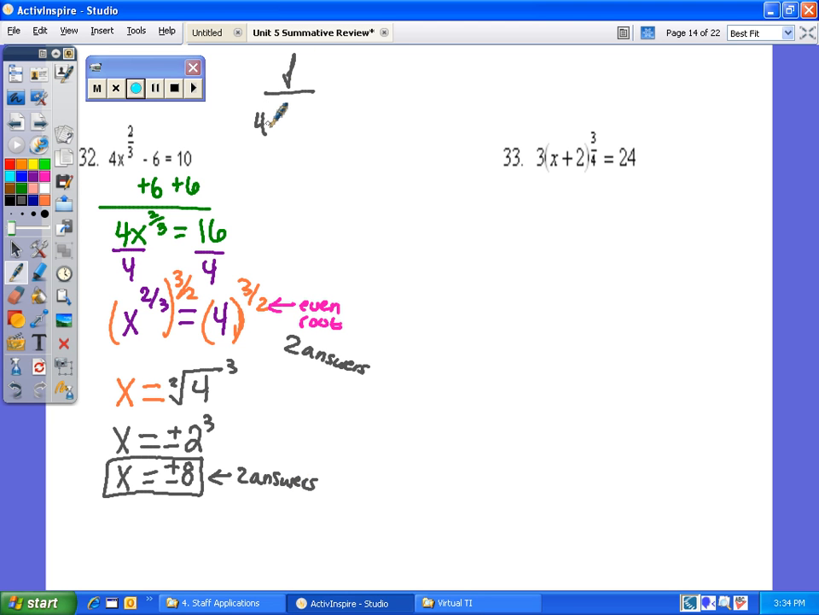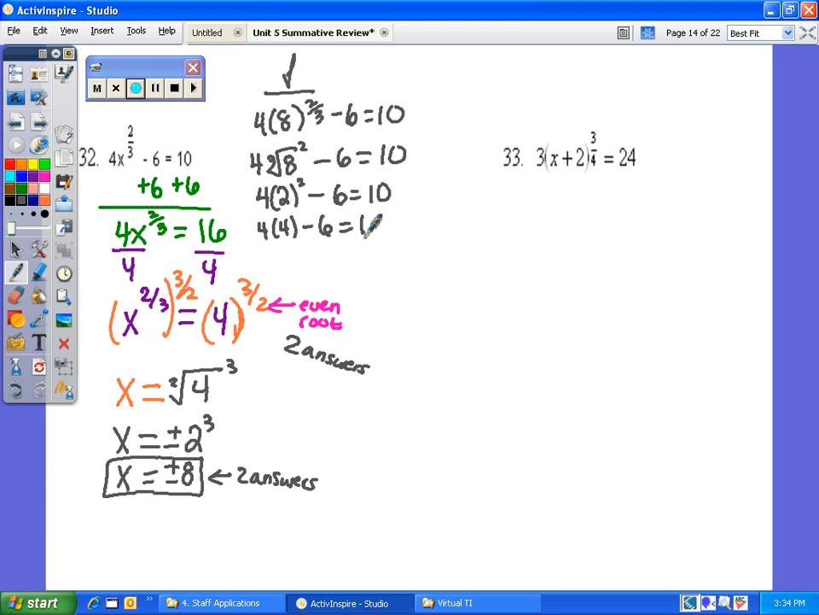Okay, so our first check will be 4 times 8 to the 2/3 minus 6 equals 10. So 4 times the cube root of 8 squared minus 6 equals 10. The cube root of 8 is 2. And you all know that 2 squared is 4. 4 times 4 is 16, so 10 equals 10. Remember, you have to follow PEMDAS, and PEMDAS says to do exponents first, then multiply, then subtract.